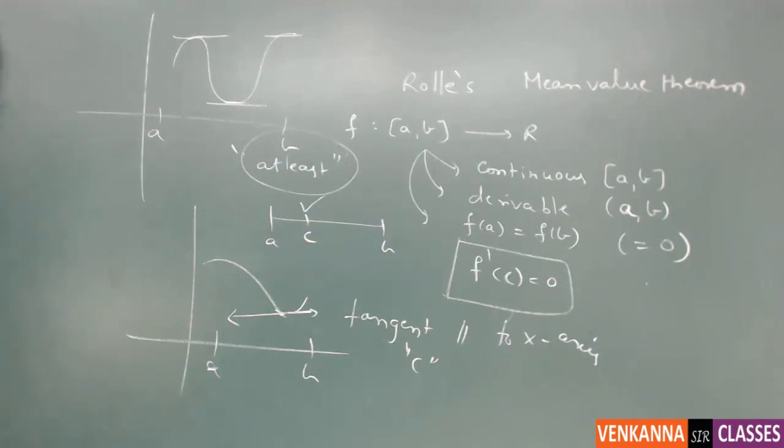And we have some violations with regard to Rolle's mean value theorem, that even though a function is discontinuous and so on, in such cases also you can find a point within the interval such that f dash of c is equal to 0. Clear? Are you getting the idea or not? So have you noted this?